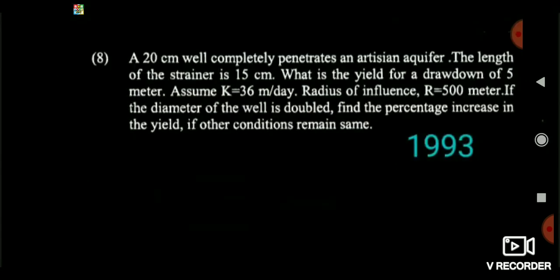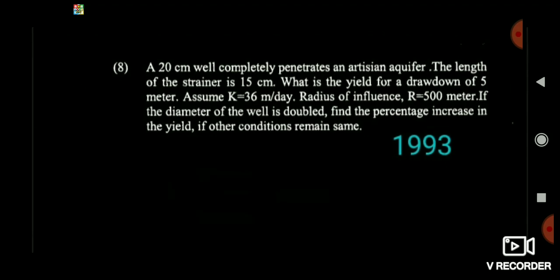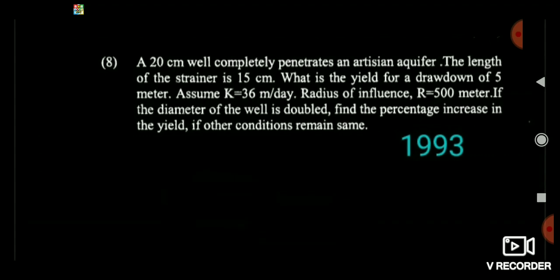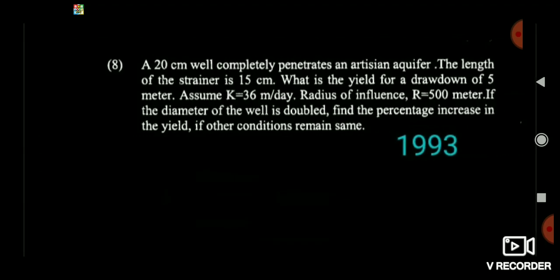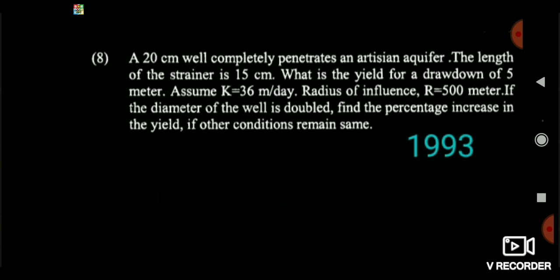Now the question, friends, which was asked in 1993. You see here in the question, a 20 centimeter well is given and the length of the strainer is given, that is 15 centimeter, and the drawdowns are given, the K value is given and the radius of influence is given. It is asking, if the diameter is doubled, what is the increase in yield. And previously also we have solved this type of question.